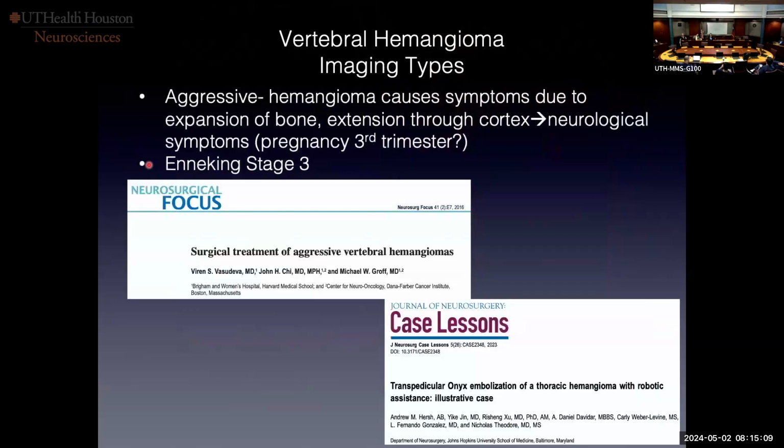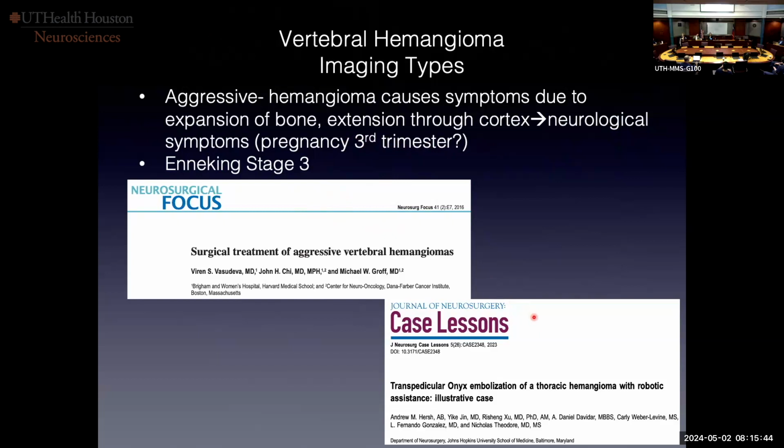Okay, so the other type of hemangioma that you would most likely run into and be consulted on is called aggressive. These are hemangiomas that have expanded bone, extended through the cortex, and now present with neurologic symptoms. So if you've got 11% of the population and only 1% of the cases do this, maybe less, why does this happen? The only thing that's ever been shown is perhaps a correlation with the third trimester of pregnancy. There was a very good article in Neurosurgical Focus that goes through all the different treatments. I put that for you guys here.